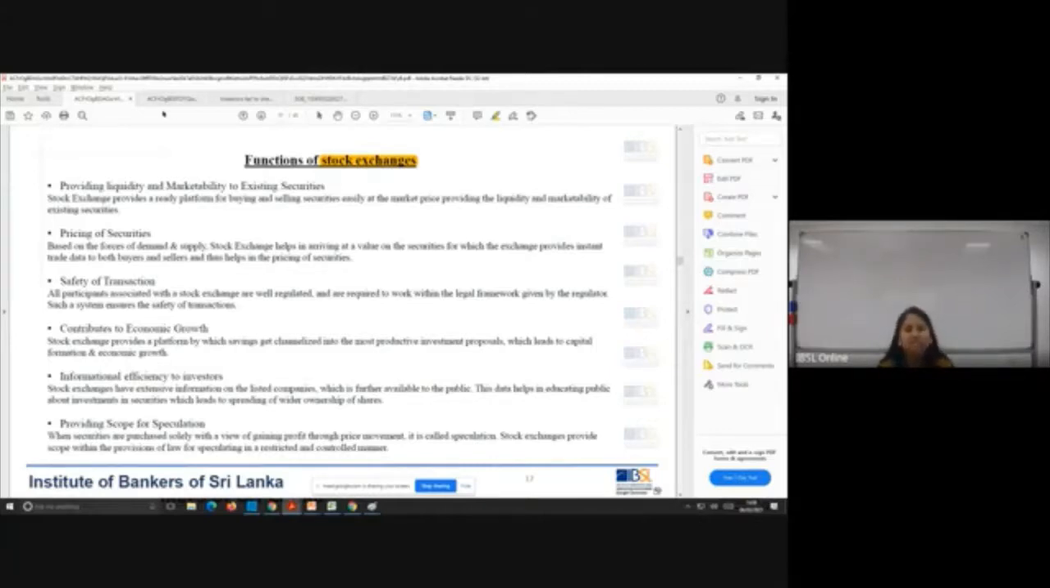Finally, it provides scope for speculation. But remember, this scope for speculation is monitored, because when speculation is allowed without any monitoring and control, it can be damaging. Okay, it can be highly damaging. So exchanges do provide scope for speculation, but they do monitor it and control it to an extent.